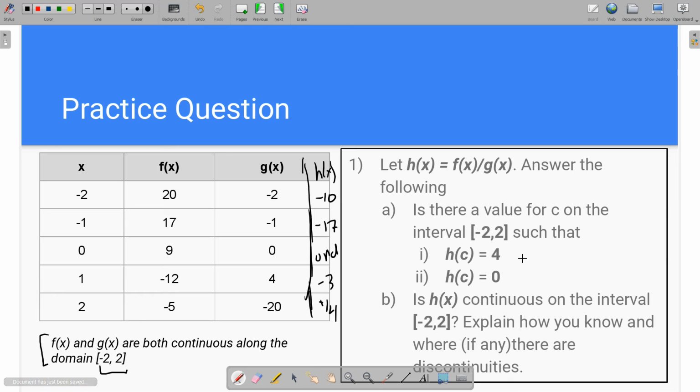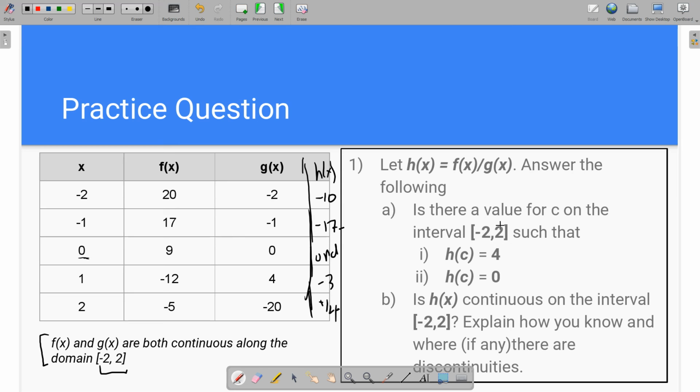So I've now got to figure out what's happening. Is there a value for c on the interval -2 to 2 such that h of c is equal to 4? If I look to see where I'm ranging, I'm basically going between -10 and 1/4. It's also interesting to note here that this h of x is not defined at 0 now, because it was f of x divided by g of x. So whatever h of x is, there's at least a hole, possibly more, at 0. So that is something for us to keep in the back of our mind.